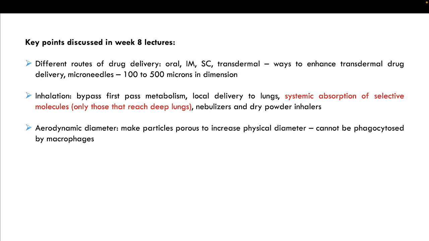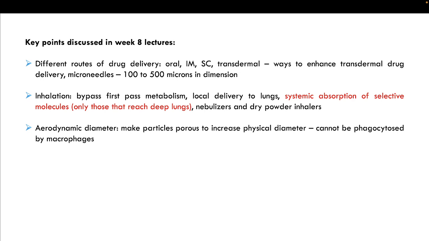So to avoid phagocytosing of your particles by macrophages, what you can do is make the particles very, very light. You can make them porous. This will then decrease their density. So in a way, now you have made a particle that is larger in size, but it has the same density as the previous particle.